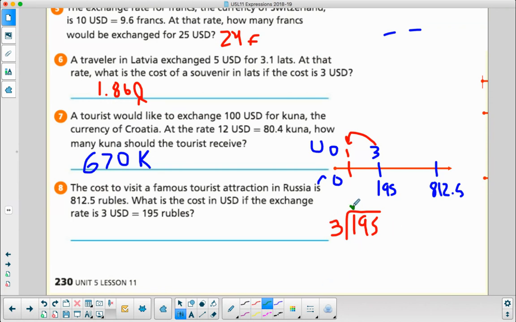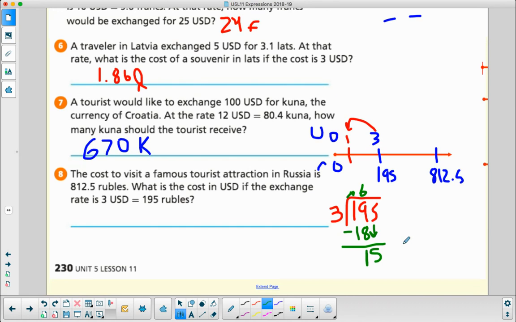There aren't any 3's in 1. No, I'm not getting a decimal. How many 3's in 19? There are 6, because 6 3's are 18. I have 1 of the 10 rubles left. Bring down the 5, that 1 becomes 10. And now I have 15 divided by 3 is 5. 5 groups of 3, I used all 15, and I have none left. So it's not a decimal.